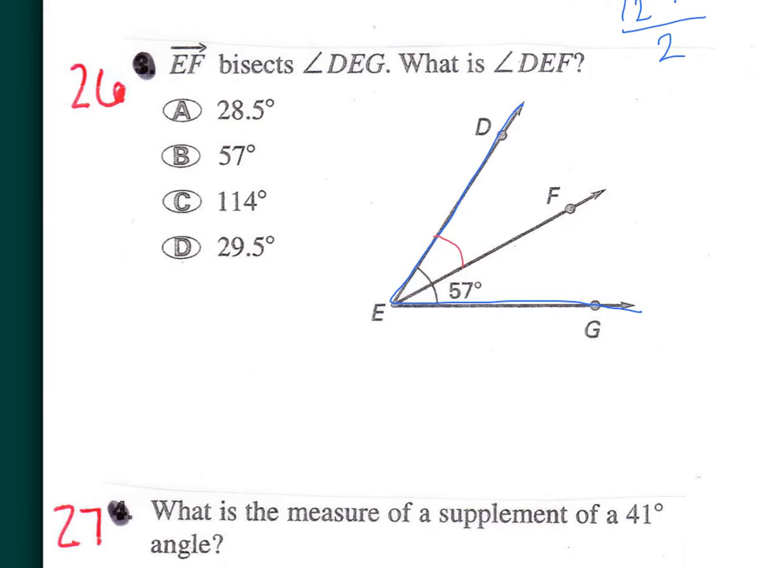That's this part right here, just that little one. The whole thing is 57, and it's bisected, okay? This EF right there bisects it, so it splits it in half. So what's the measurement of just this part right there?